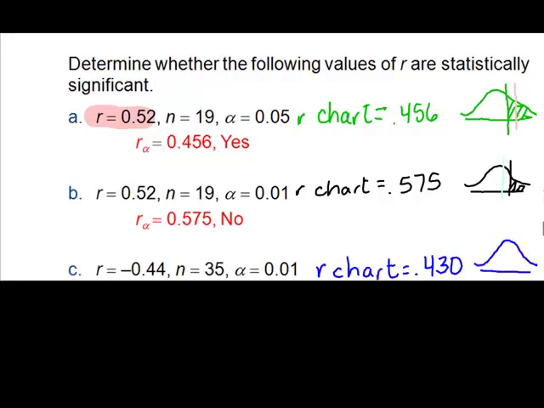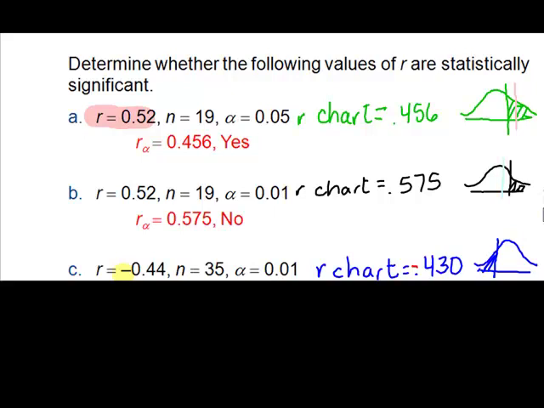So draw this one, but be careful. The original value is shown as a negative. It's going to be below the mean. None of those R charts have negative signs. So I'm going to need to assume, I know, never a good idea, but here I have to, that this is also going to be negative. Negative 0.430. Here it is, my rejection region.